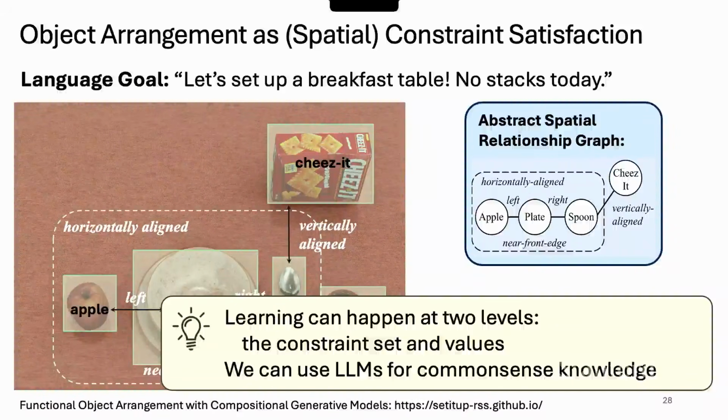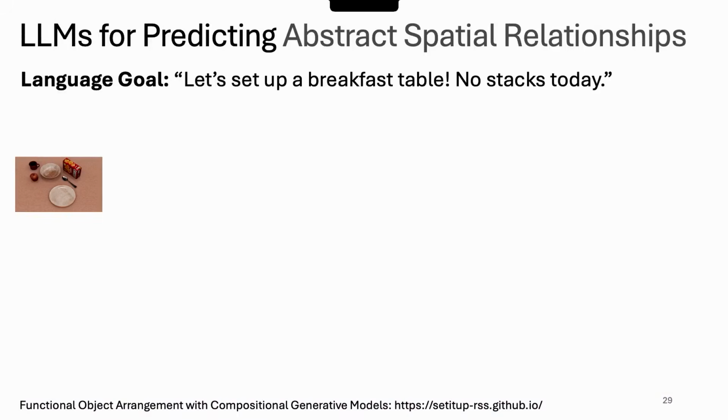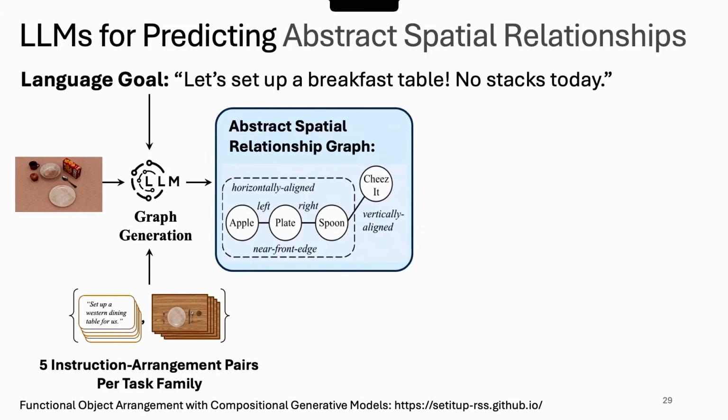So the entire system works like the following. Starting from some language goals and some initial image containing all the object shapes, we have a vision language model that generates what we call an abstract spatial relationship graph. That is, for each individual object, what are their spatial relationships, and we have a finite library of possible relationships, like left, right, horizontally aligned, vertically split, or things like that.